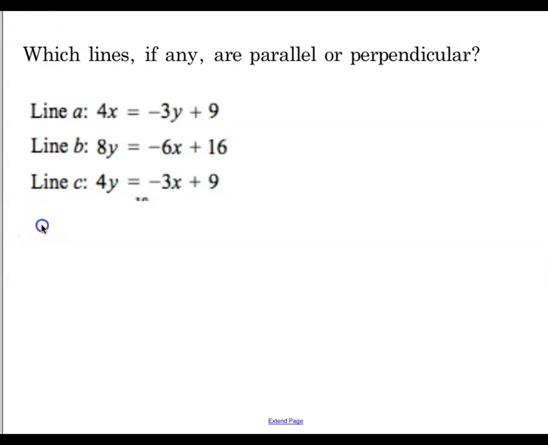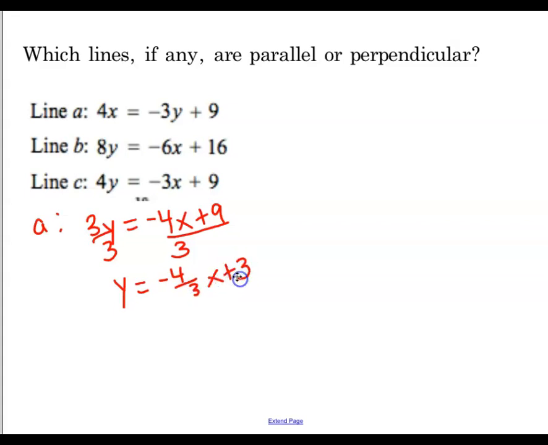Parallel and perpendicular are dependent on the slope, so you want to get it in slope-intercept form. So in this case, I am going to want to get it into y equals mx plus b. So I have to get the y to the left side, the x to the right side. I divide by 3, and I get y equals negative 4/3 x plus 3 for A.